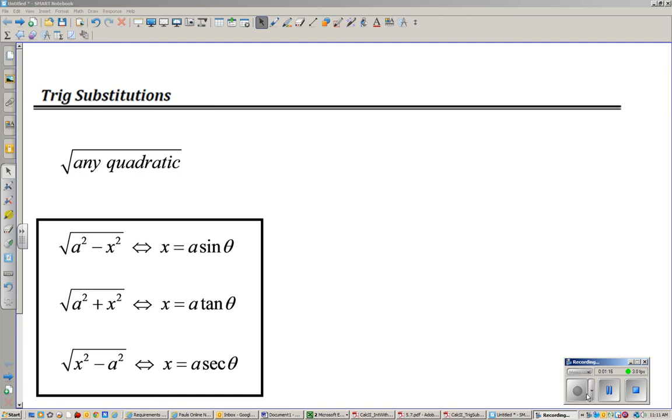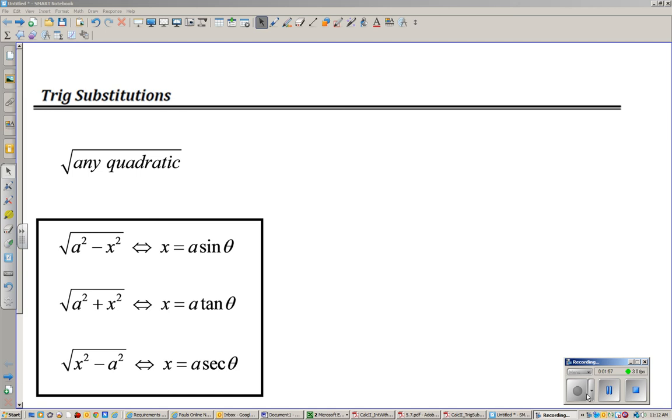If we have a number squared less x squared, it's going to call for us to replace x with a times the sine of theta. You might say, why at this point? Well, I think you'll see the beauty of it or the trickery of it in a moment when we do some examples. If, on the other hand, it's the sum of two squares, and of course the order doesn't matter, it's going to suggest that we take the x and we replace it with a times the tangent of theta. And again, that will become clear as we work through an example.